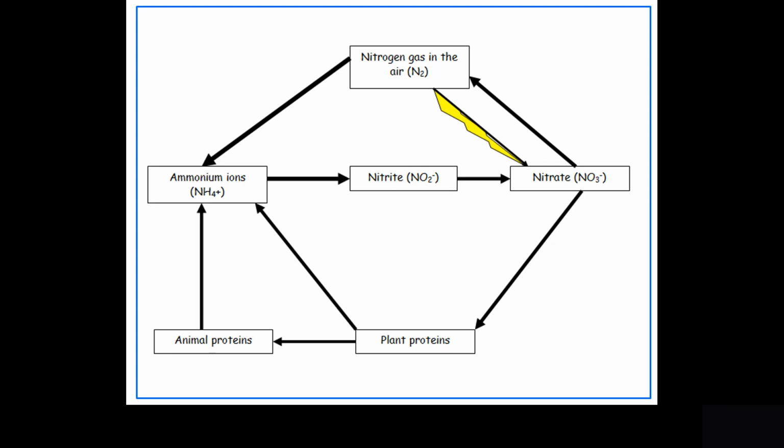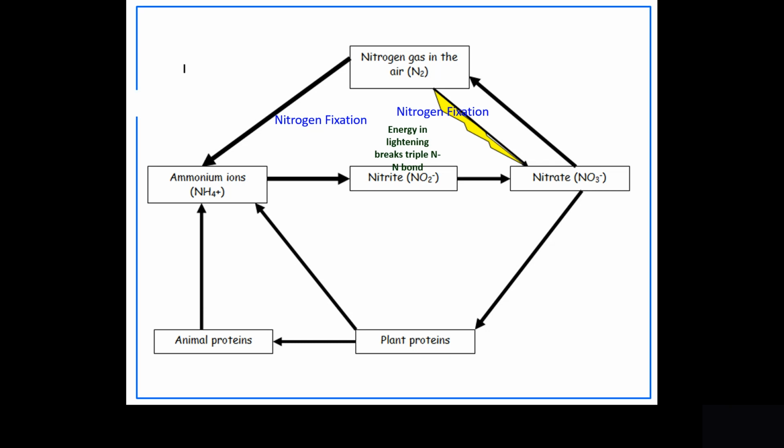Okay, so 3 things that you need to be able to do here. You need to be able to name the process that an arrow is representing. You need to be able to talk about the microorganisms that facilitate that process happening, and then obviously describe the process and what's occurring. Okay, so you'll see the first process that we're going to talk about is nitrogen fixation.